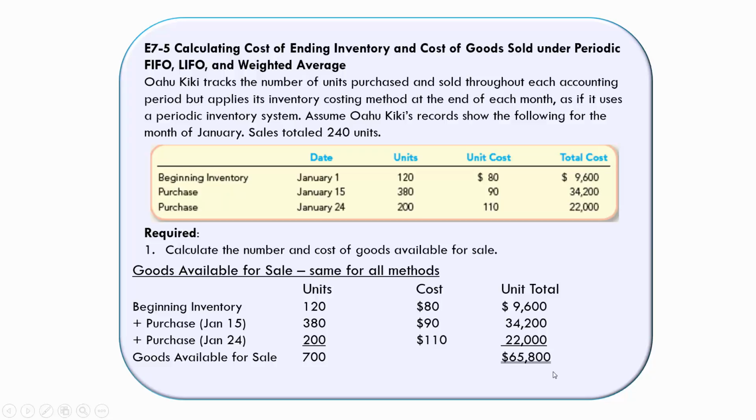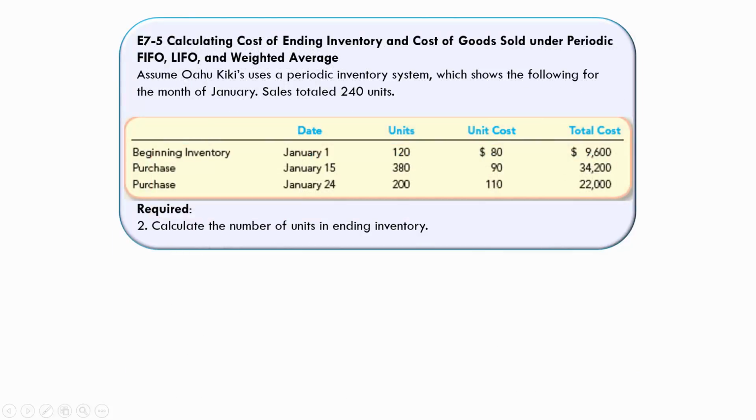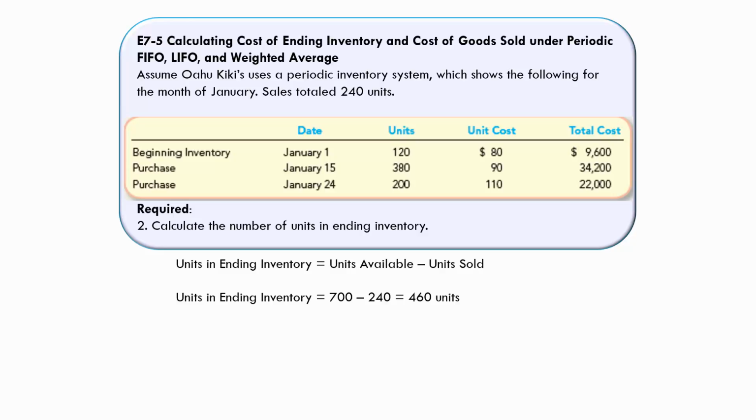So whatever method you use, you're going to find that ending inventory plus cost of goods sold is going to be, in terms of units, 700. In terms of value, 65,800. Now, how many units should we have in ending inventory is the question. Well, we said we had goods available as 700 and we sell 240, so we have 460 units left. It would have been harder if they had asked us the value of those.